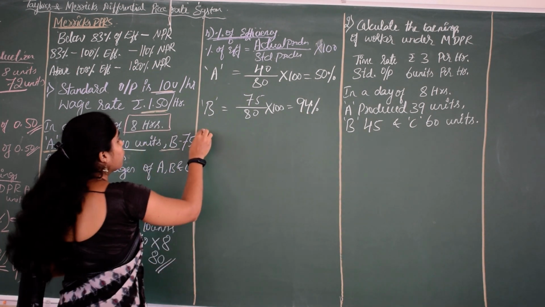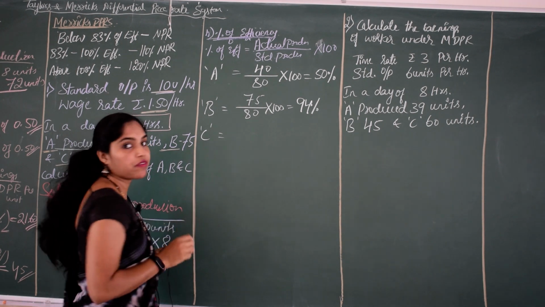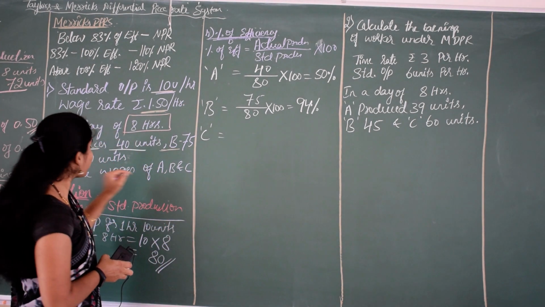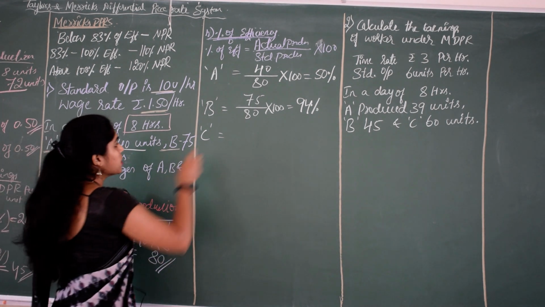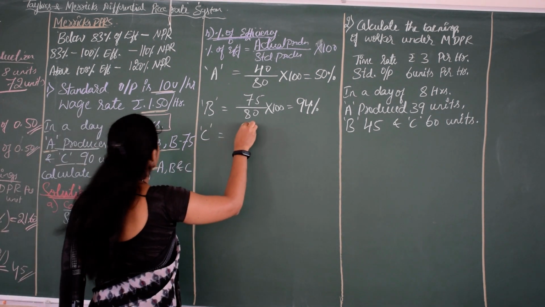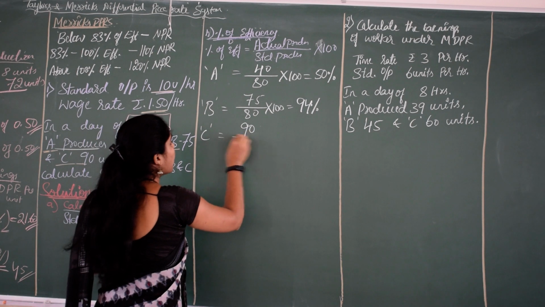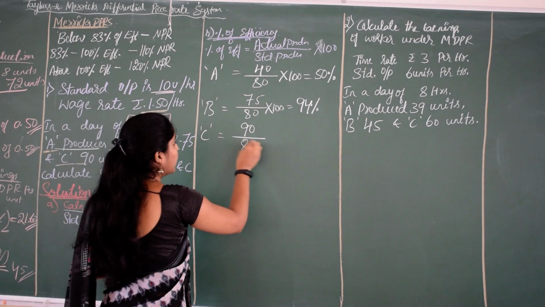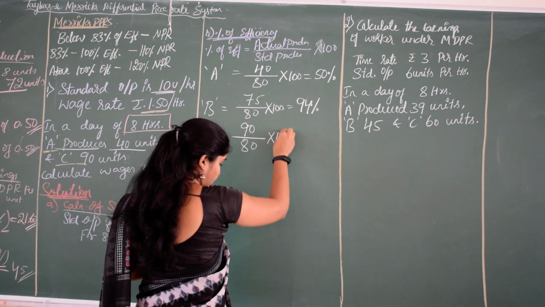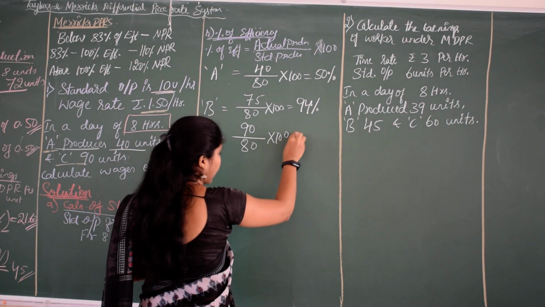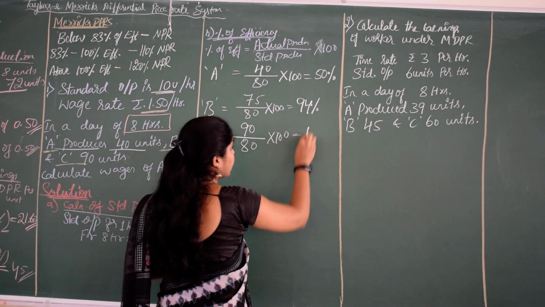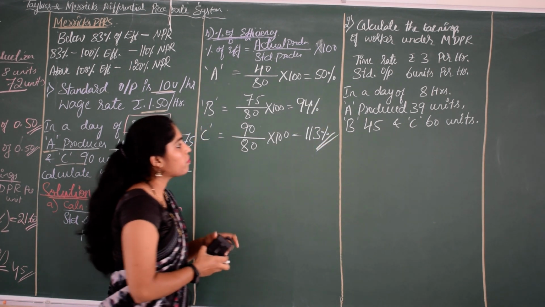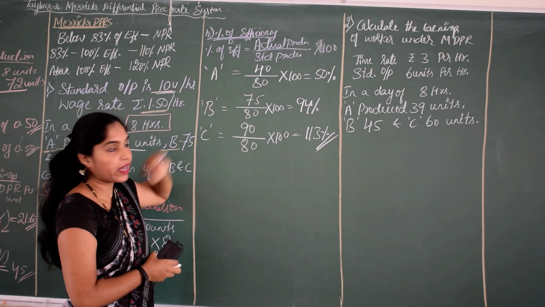Now calculate the efficiency of Mr. C. The formula is the same. Mr. C's actual production is 90 units, and the standard is 80 units. So 90 divided by 80 into 100, we get 113%. So this is how we have to calculate the percentage of efficiency.